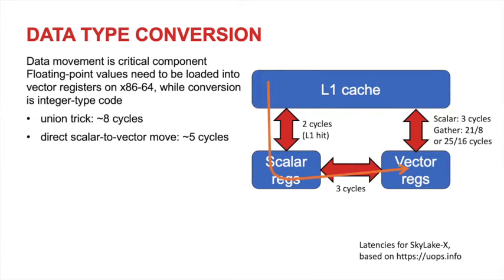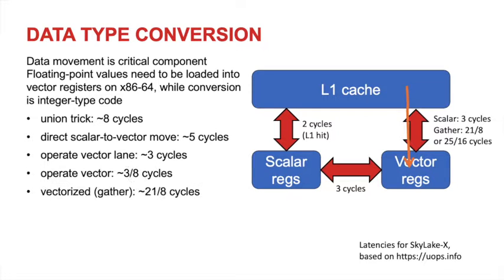We can also take a shortcut. Rather than using the union trick, do a direct scalar to vector move instruction. In this case, we can reduce the data movement latency to 5 cycles. Or we could directly operate on a vector lane by issuing vector instructions, which would mean we'll have to manually write those codes. If we operate directly on the vector lanes, then data movement between memory and the registers would be reduced to 3 cycles.